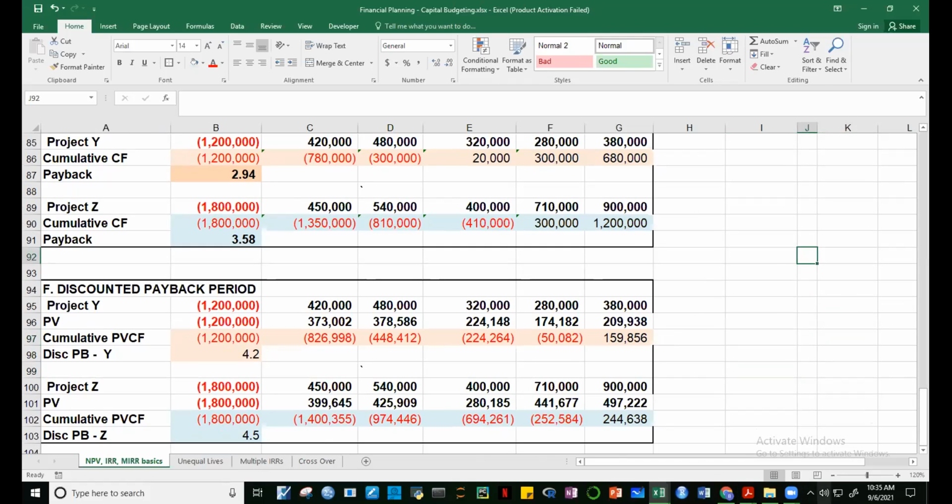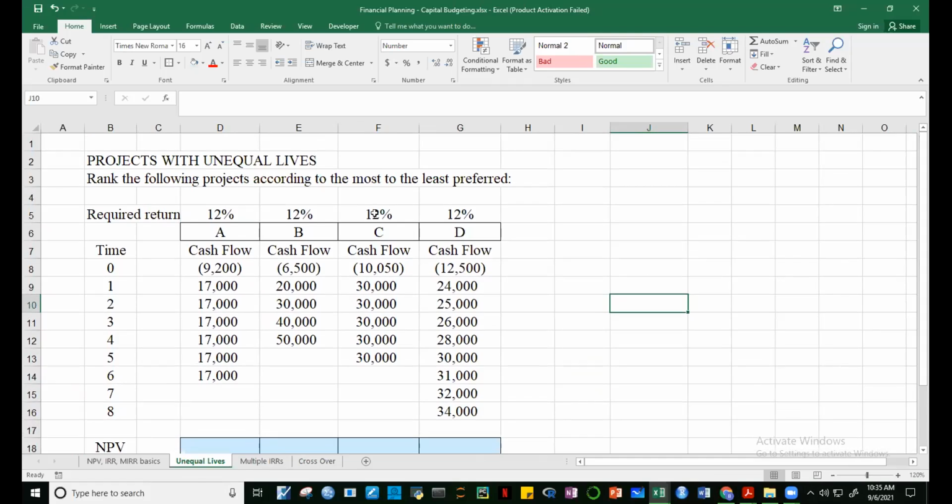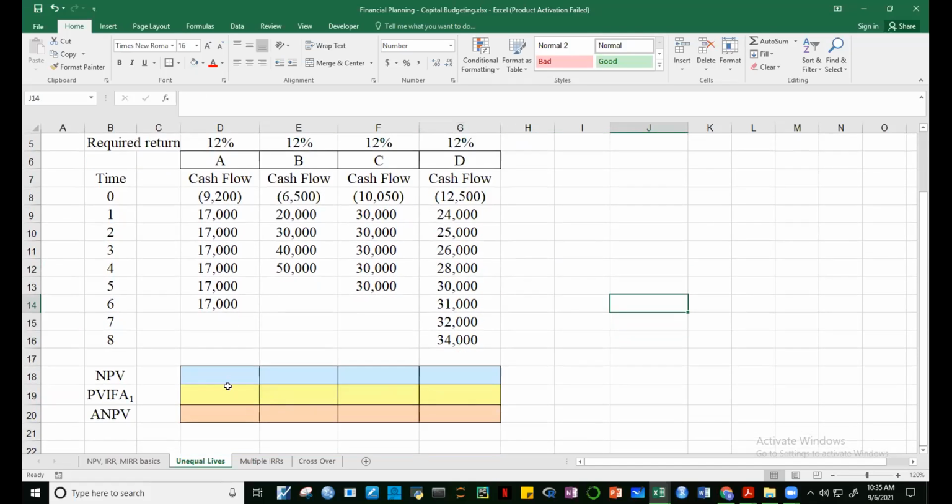Okay, we'll now go to the next one. We have 10 minutes. Okay, let's take a look at this, guys. Projects with unequal lives. So si A, si B, si C, si D, magkakaiba yung years nila, no? So natural, baka kung mas marami yung years, yun ang piliin natin kasi, di ba, mas maraming cash flows, then there's a tendency na that will have a higher NPV. Okay, so let's compute first.